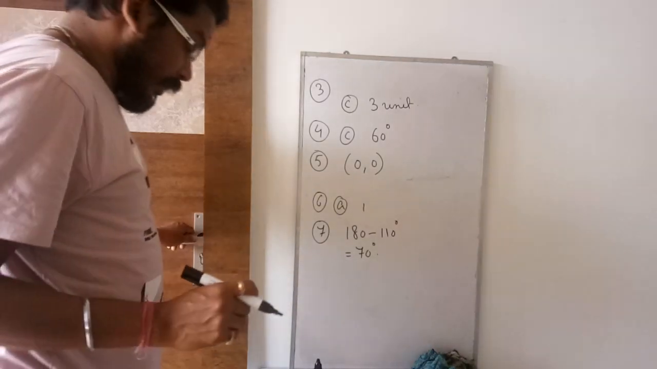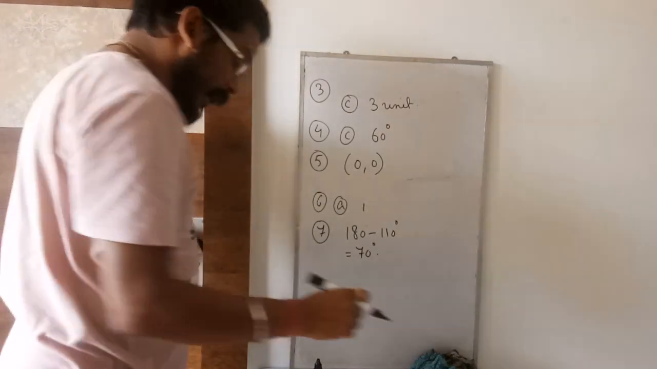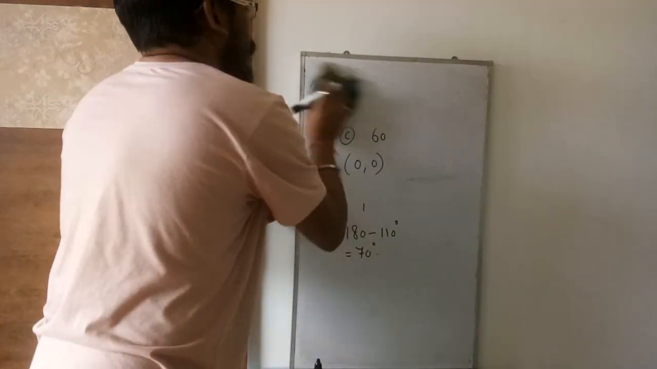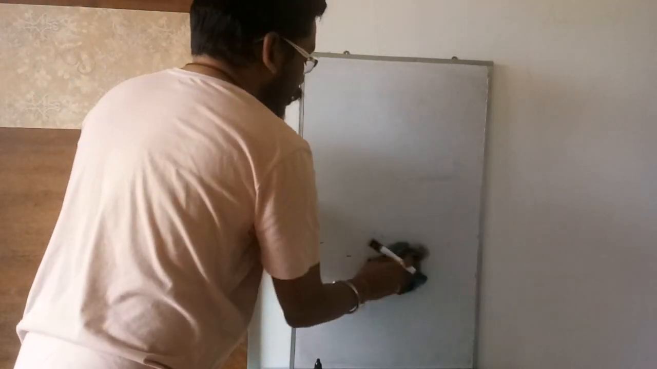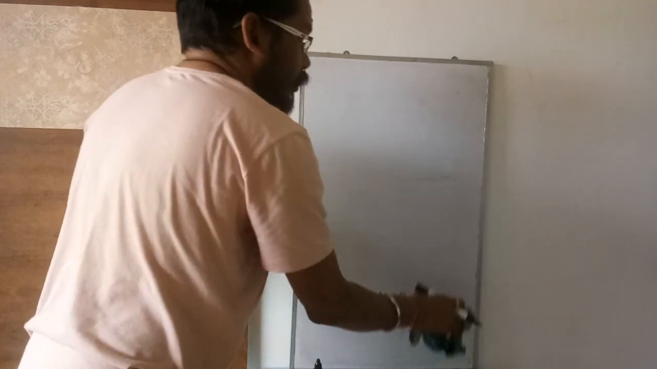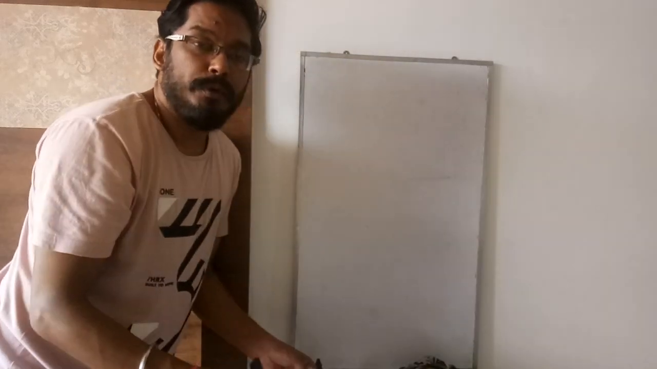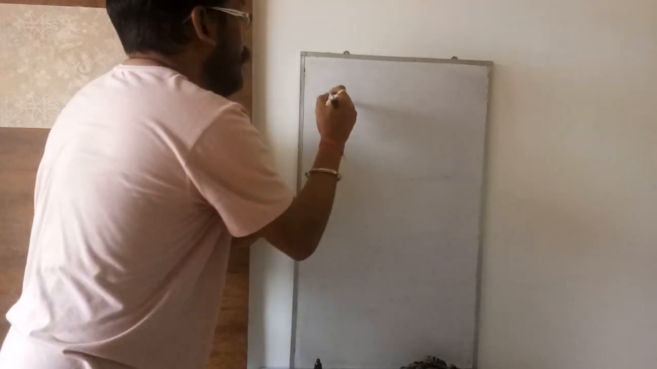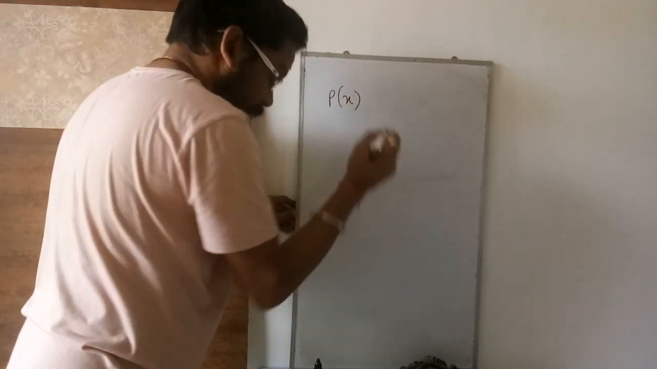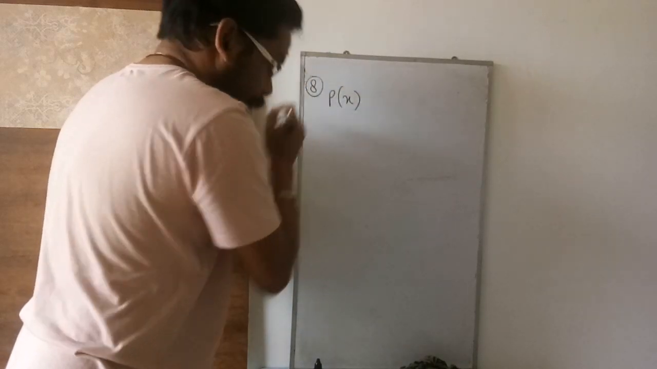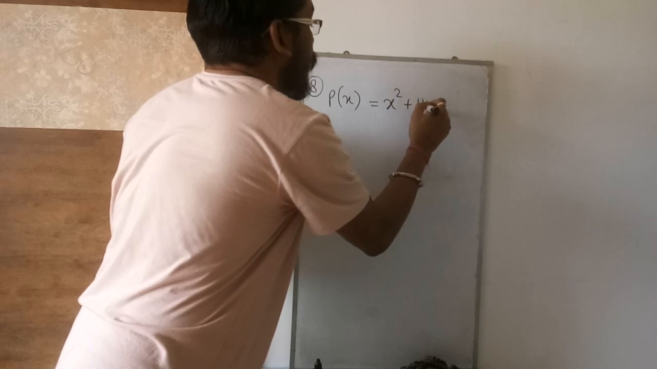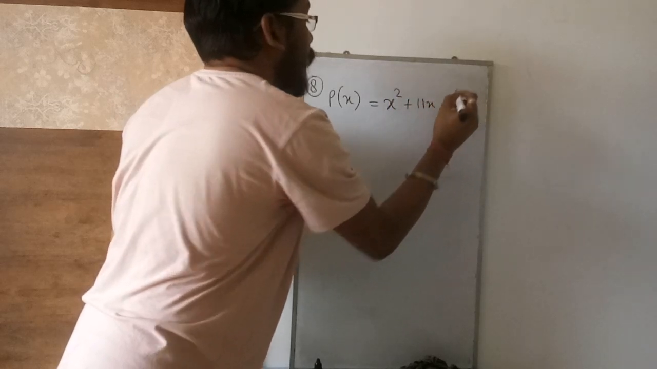Okay, now question number 8. If -4 is the zero of the polynomial p(x), they have said -4 is the zero of the polynomial p(x). So zero of the polynomial means what? -4 is the root of this given polynomial. So the polynomial is what? P of x, it is given in question number 8: p(x) = x square plus 11x plus k.